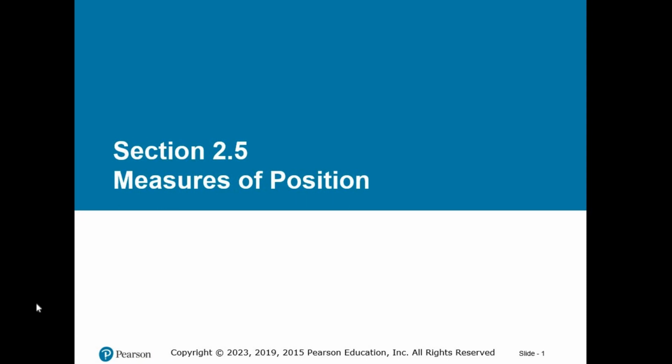Welcome to the last section of Chapter 2, Section 5, Measures of Position. Let's quickly recap where we've been so far. Statistics is the study of collecting, organizing, analyzing, and interpreting data. We've discussed the collection process, selecting unbiased samples that best represent the population in question, how to decide on the nature of a study, observational versus experimental, and the different sampling techniques.